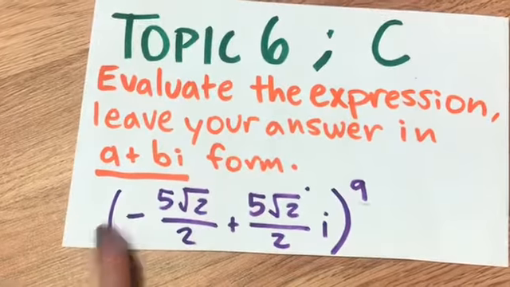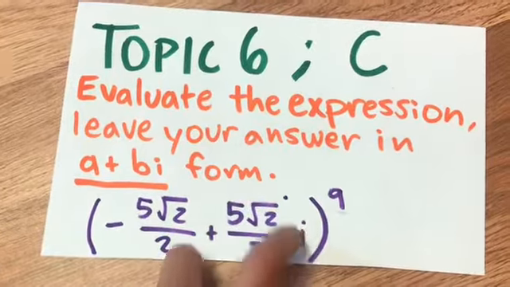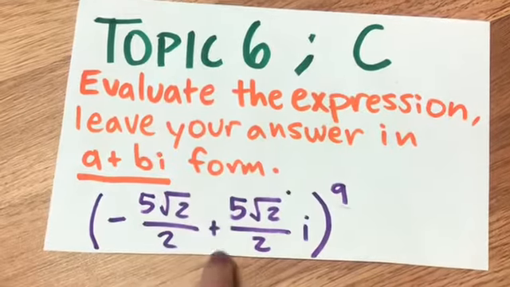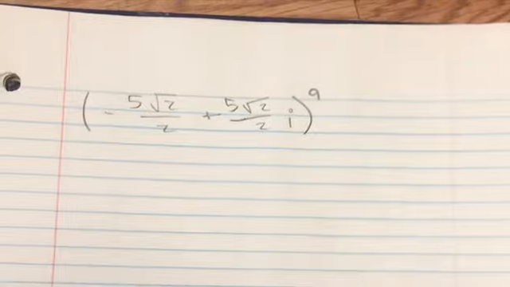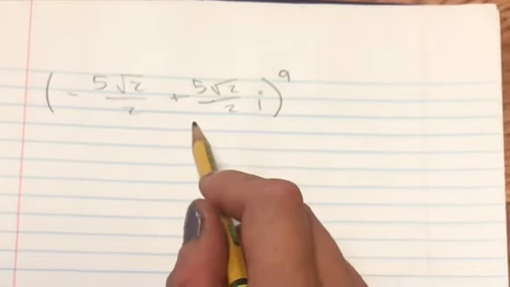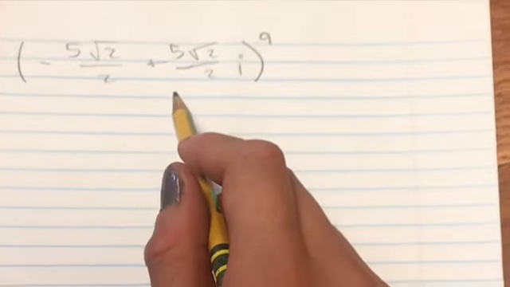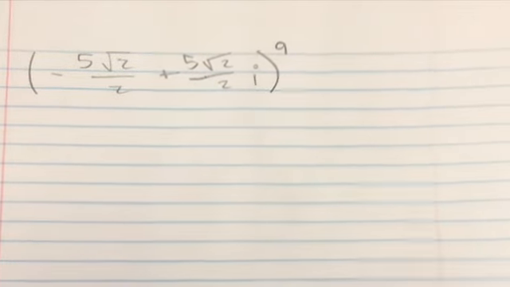In parentheses we have negative 5 root 2 over 2 plus 5 root 2 over 2i, and the parentheses are raised to the power of 9. Before I do anything else, since 5 root 2 over 2 isn't something we recognize or work with in pre-calculus, but when you take out that 5, you get root 2 over 2, which is something we do recognize and work with pretty often, first I'm going to take out that 5.